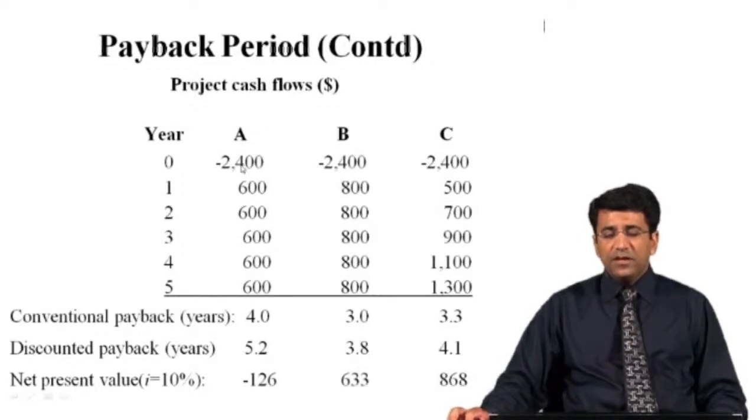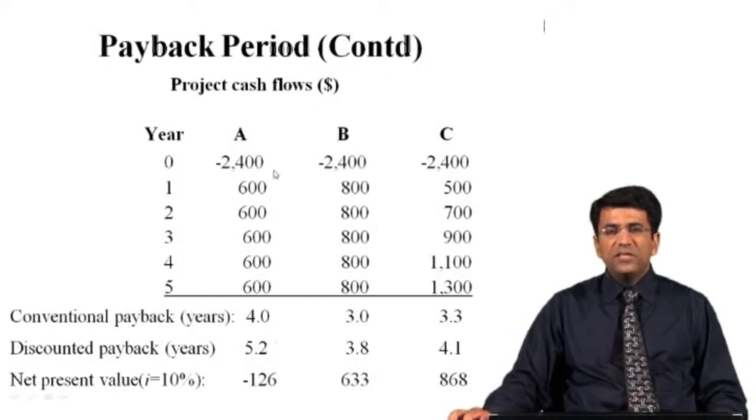For project A, the initial investment is 2400. You can get a revenue of 600 in the first year, and 600 again in the second year. If we add up these revenues, that is 600 plus 600 is 1200, plus 600 is 1800, plus 600 is 2400. So at the end of the fourth year, the sum of the revenue will be equal to the initial investment. It means its conventional payback period is 4 years, because we define the payback period as that time period in which the initial capital investment is recovered through the generation of revenues. So your investment of $2,400 will be recovered after 4 years. That's why the payback period for project A is 4 years.